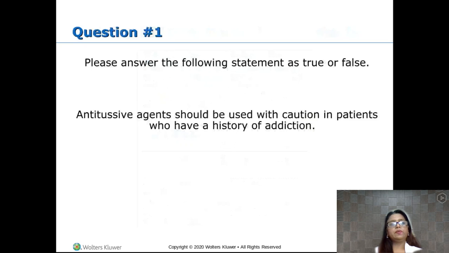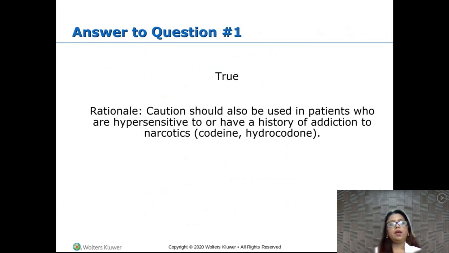Antitussive agents should be used with caution with patients who have a history of addiction. Why? Because they might have some depressing effect. So if they're already taking something to depress their respiratory system and they add on an antitussive, it might just double the effect.